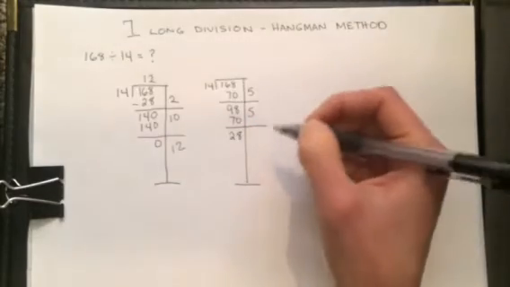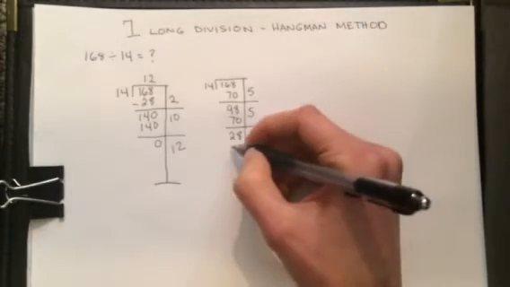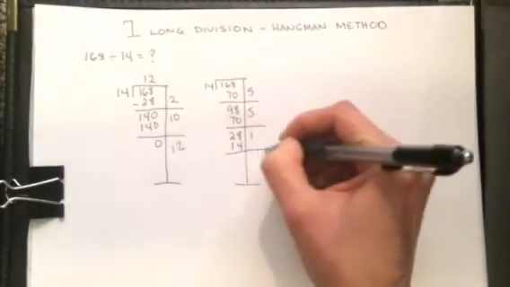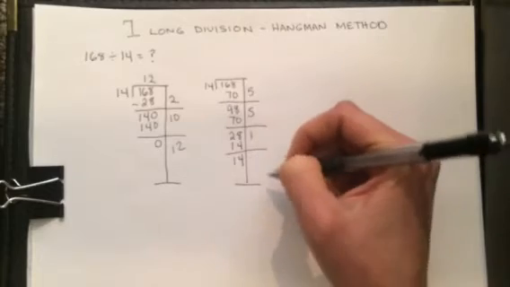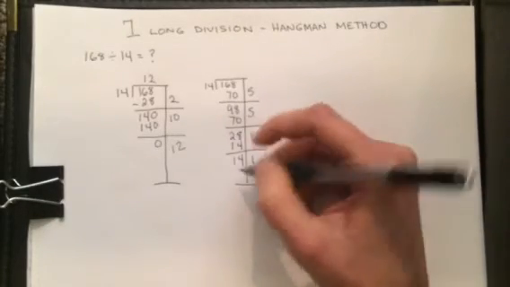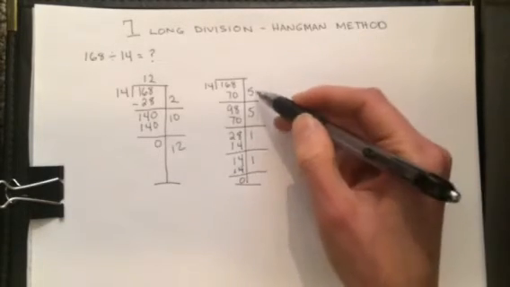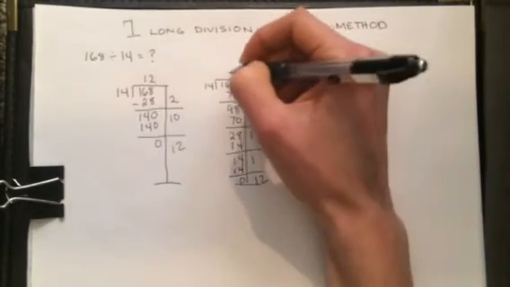And, well, I don't know, 14 probably goes into 28, at least once. And 14 times 1 is 14. And when you subtract that, you get 14. And 14 goes into 14 once. And now you're done. 5 plus 5 plus 1 plus 1 is 12. You get the same answer.